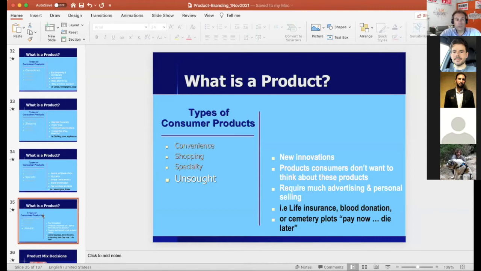Now, with the product that we're working on this semester, what is that? Is that a convenience, a shopping, a specialty, or an unsought product? Would it fall under unsought, Professor? So yes, the grounded shoes are definitely, I would say for most people, unsought. Obviously, they may not be unsought for the people that buy them, right? But for most consumers, they are unsought. So if we had to define it, we'd say it's an unsought product. For the people that know about this product, it's likely to be either a specialty or a shopping product.